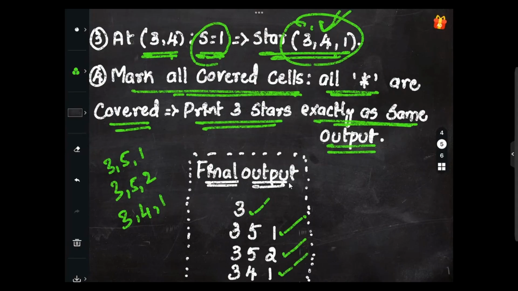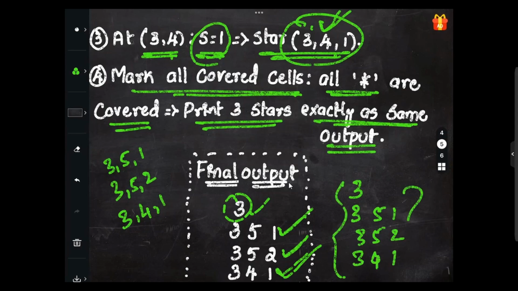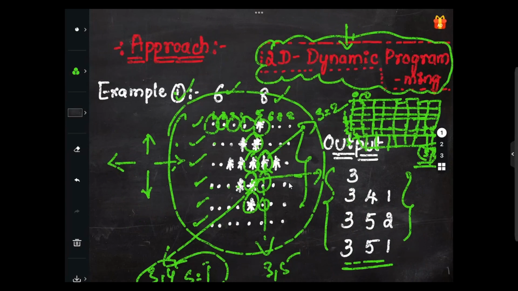So as we are printing 3 stars exactly as the same output, we'll go with 3 5 1, 3 5 2, 3 5 3, accordingly with the criteria that they have given in the question, right? So the output that we got here is 3 5 1, 3 5 2 and 3 4 1. See here, the order is different, but the output that we got here is the same. We don't have to worry about the order.